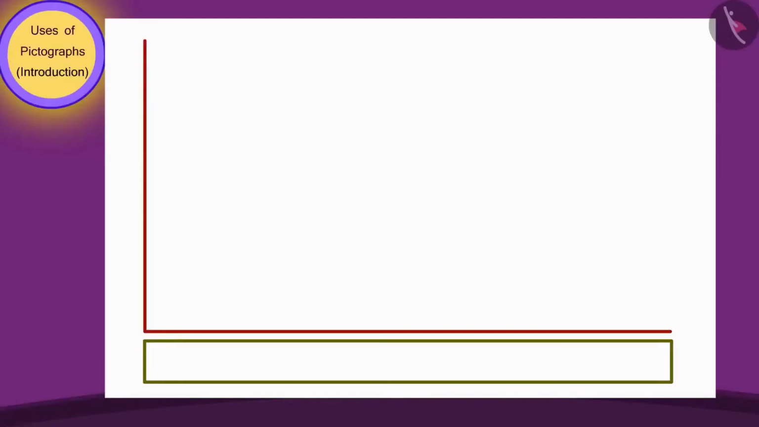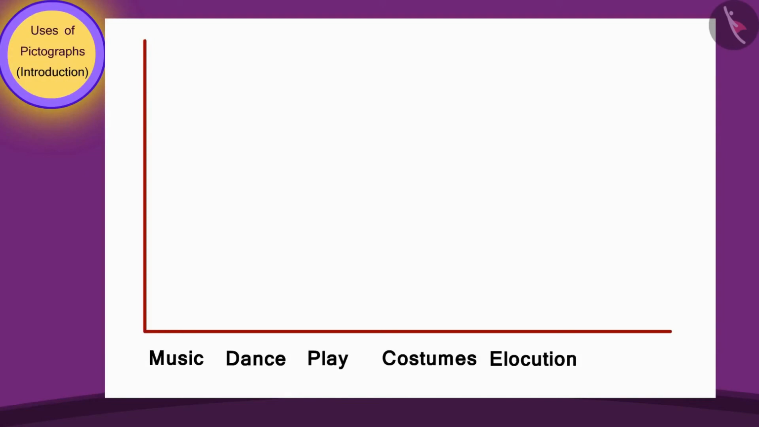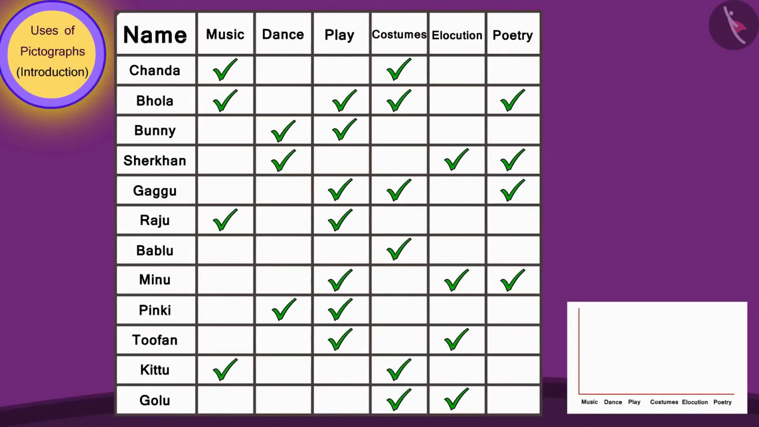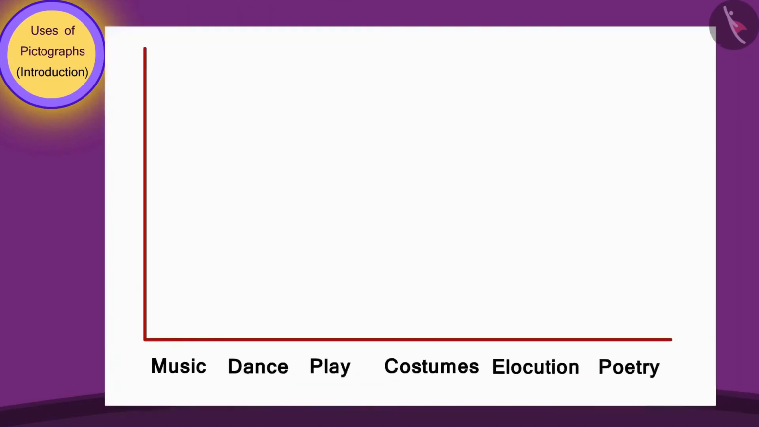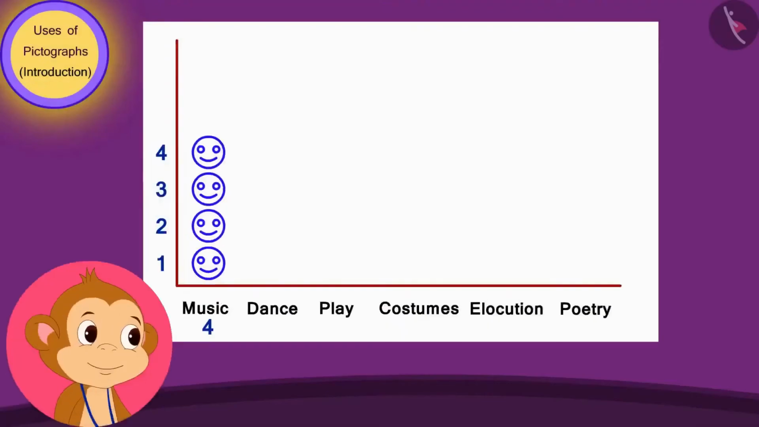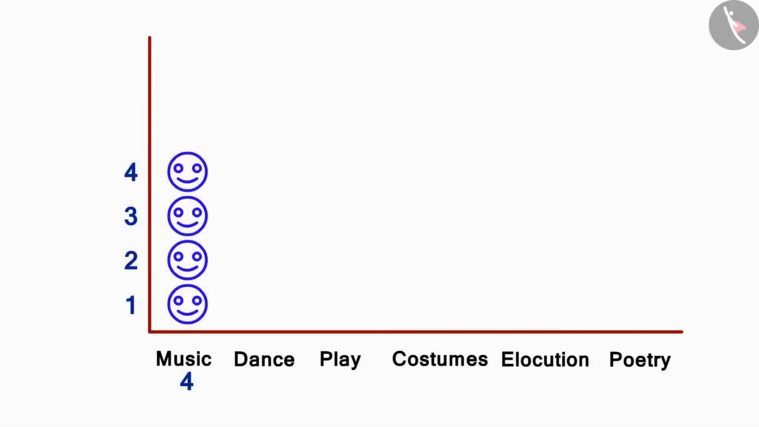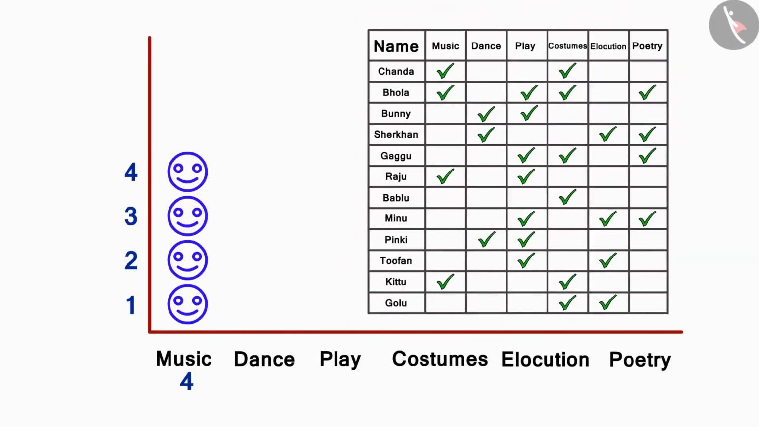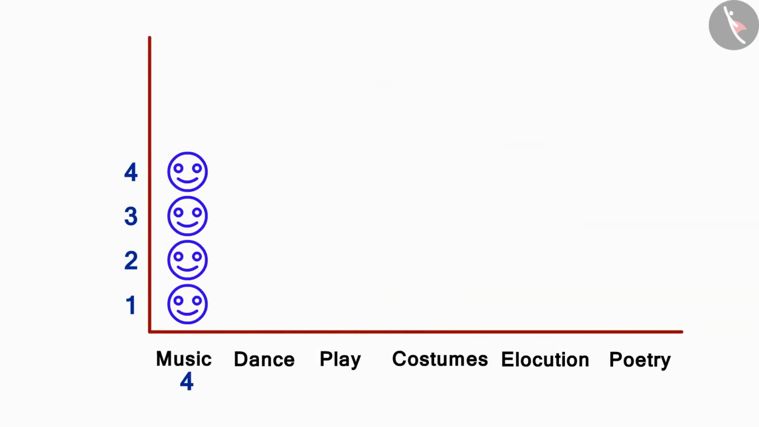See, I have written the names of the programs on a horizontal line. Then I counted the symbols made under the singing program in your table and drew equal number of faces on top of the singing program in my pictograph. But what are these faces, Appu? I have used the symbol of a face here to show every child participating in the program. You can use any symbol.